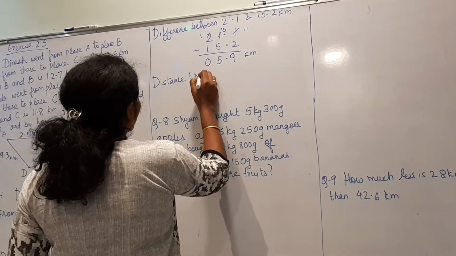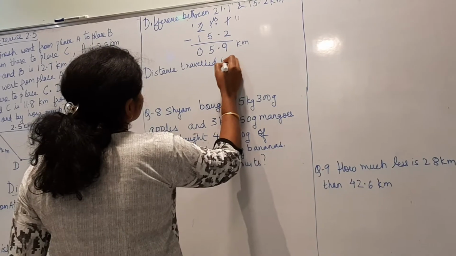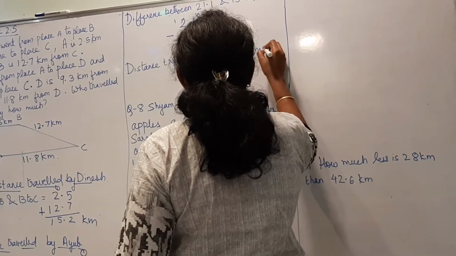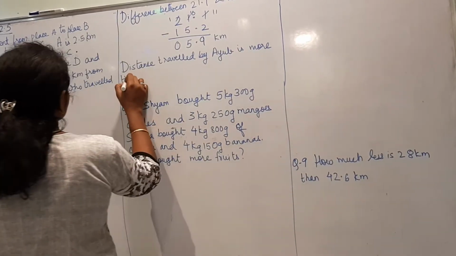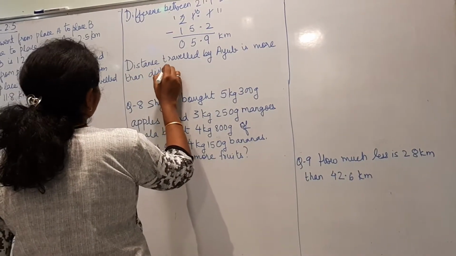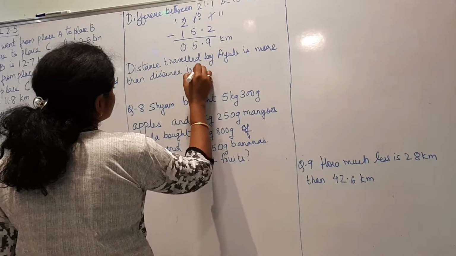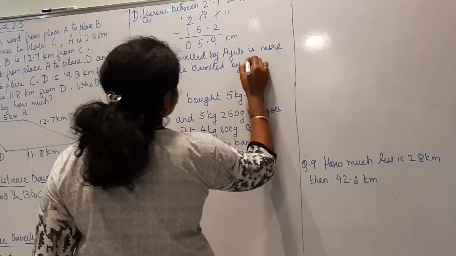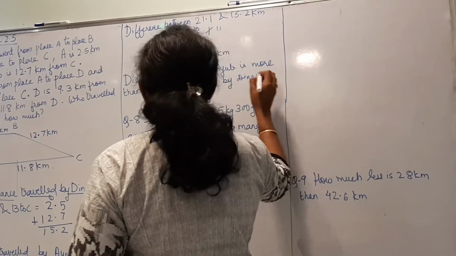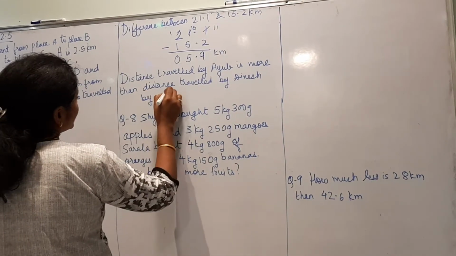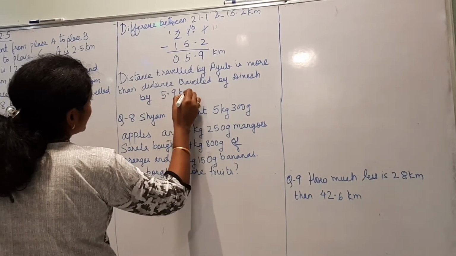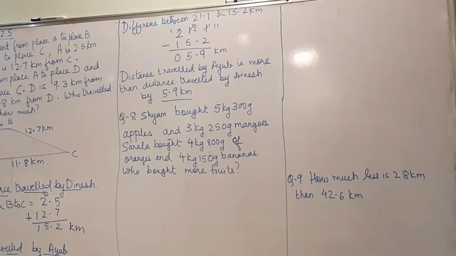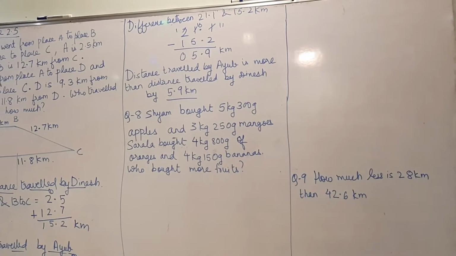So you have to write: distance travelled by Ayub is more than distance travelled by Dinesh. By how much? By 5.9 kilometer. Right? Simple. So this completes your question 7.